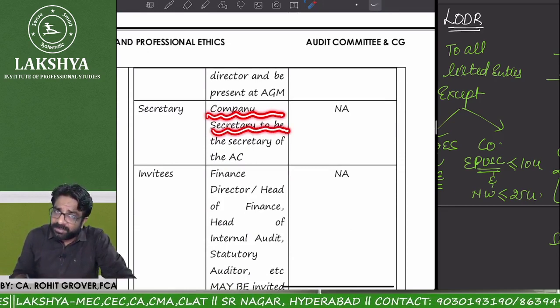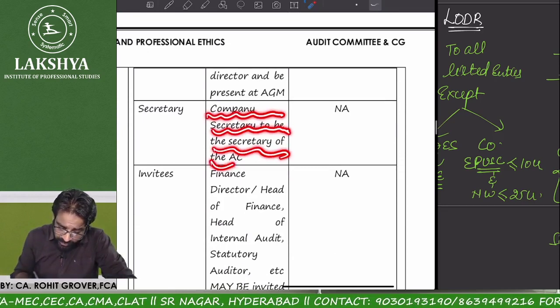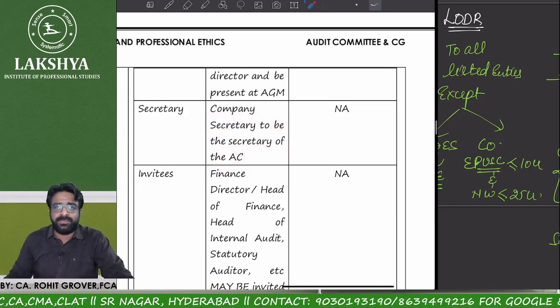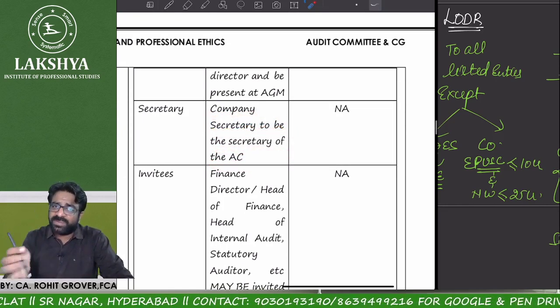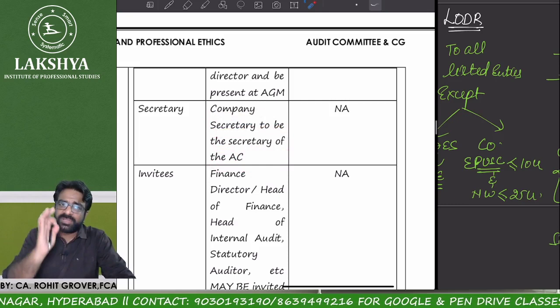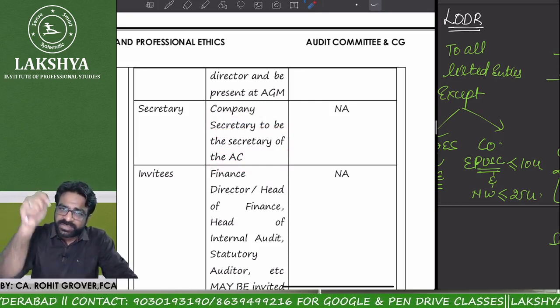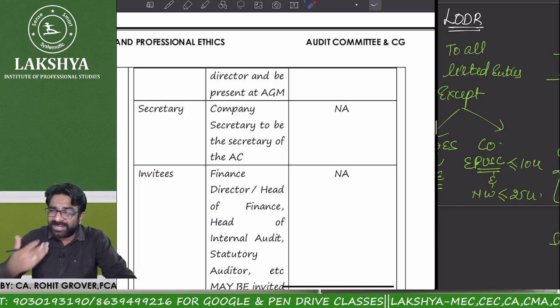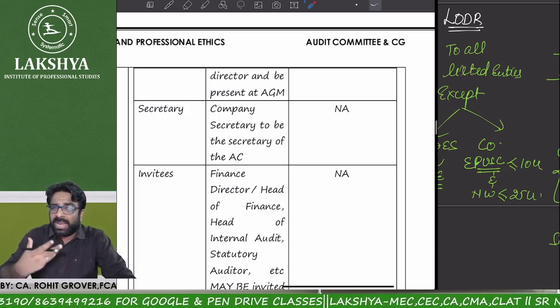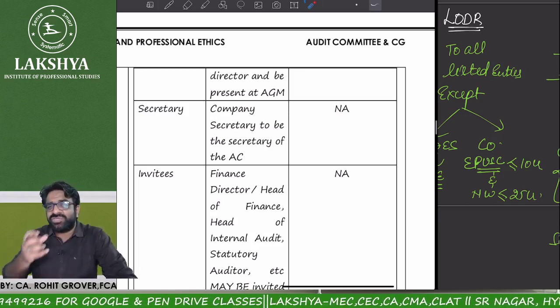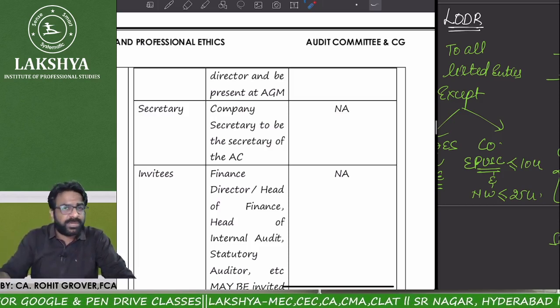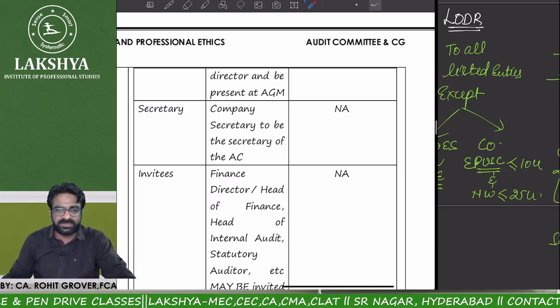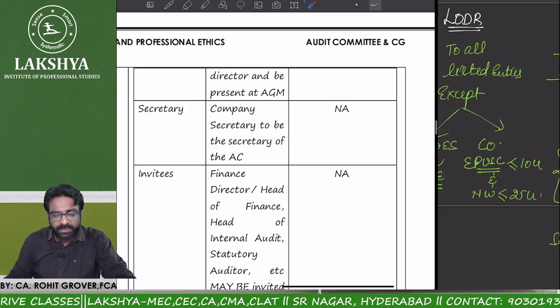The company secretary of the company is going to be the secretary of the audit committee in case of a listed entity. In the listed entity, the one who is working as a company secretary must also work as the secretary of this audit committee. That is not required in case of the Companies Act. So you can feel now how the LODR audit committee is more stringent, more strict as compared to the Companies Act section 177 audit committee. Are you getting the point or not?